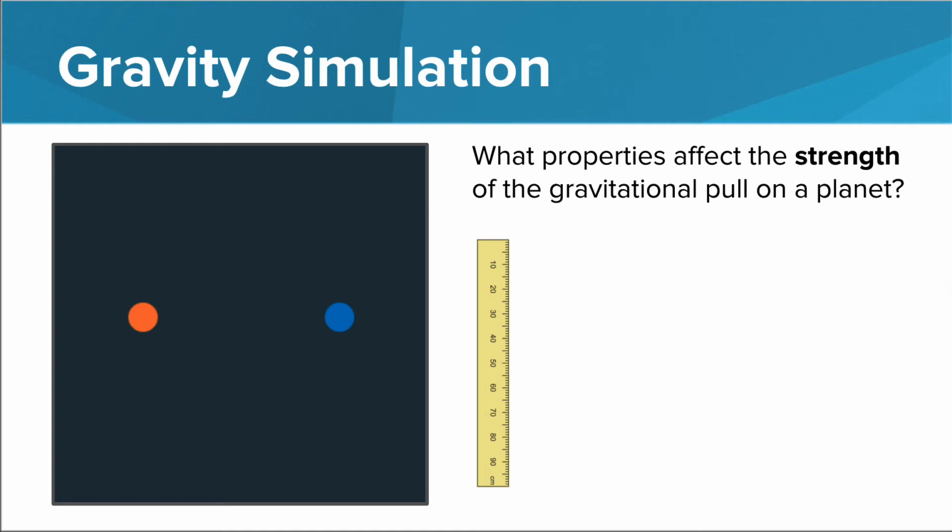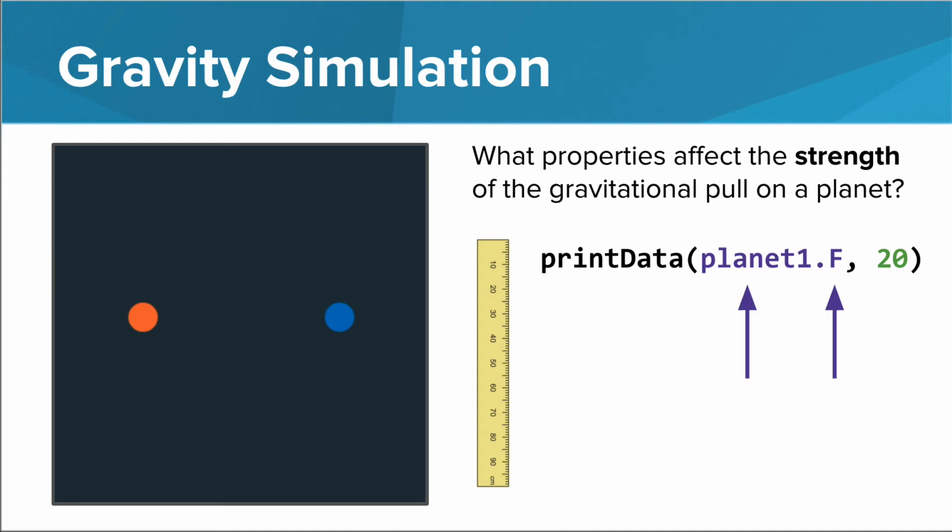For your gravity simulation, we're going to use a new function called the printData function. It takes two arguments. The first one tells the program which data you would like printed. In this case, you are printing the force, designated by the capital F, exerted on the planet object stored in the planet1 variable. There are other data you could print too, but since we're interested in the gravitational force, we'll stick to F at the moment. The second argument, in this case the 20, determines how frequently the program will print the data. The lower the number, the more data will be printed. You can adjust this value depending on the simulation and how much data you would like to see.